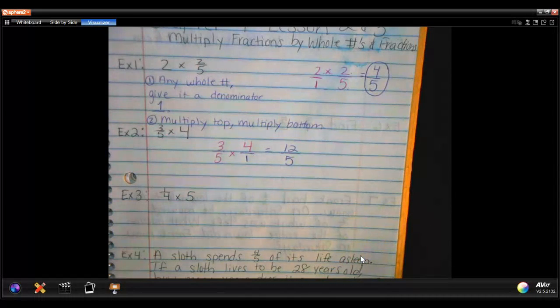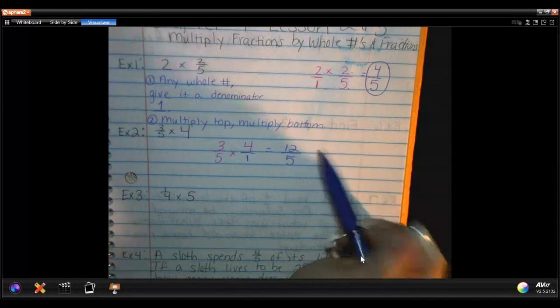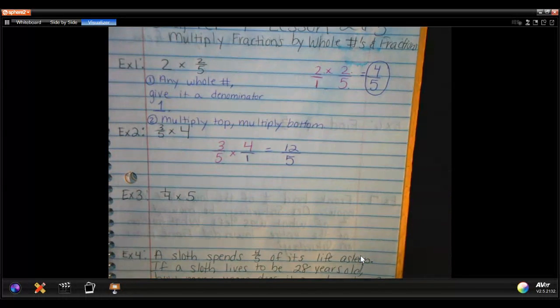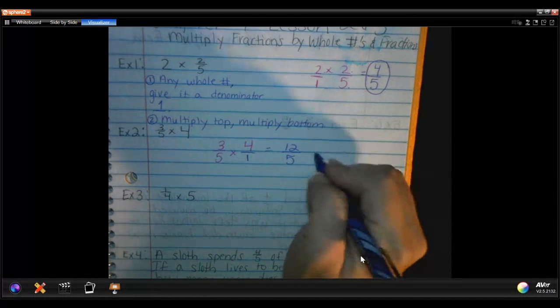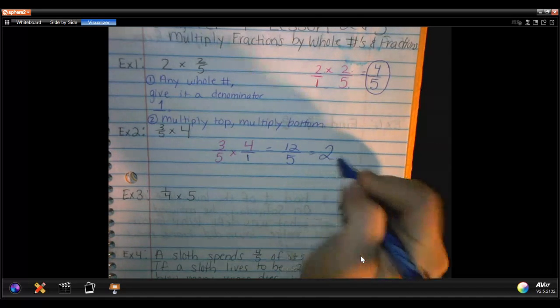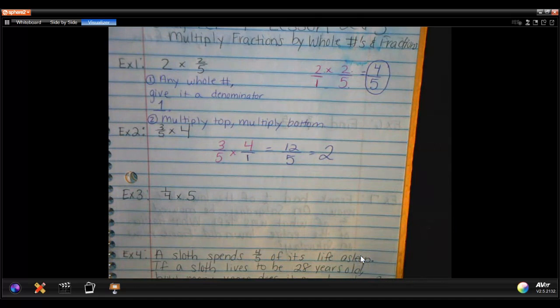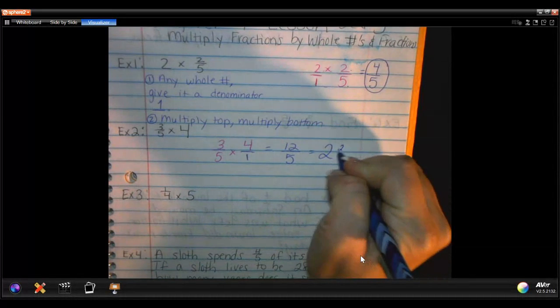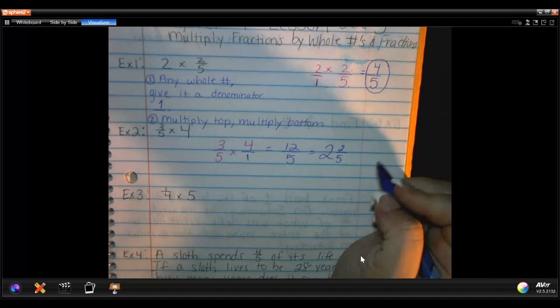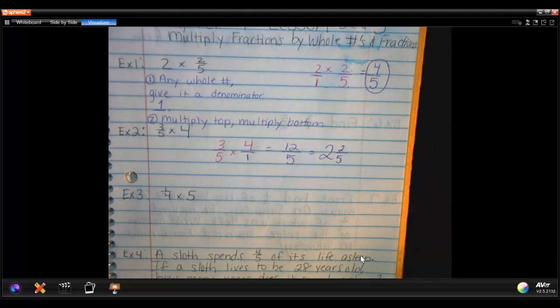Now, I want to go ahead here and simplify. I'm going to turn this into a mixed number. I'm going to ask myself, how many times can 5 go into 12? Well, I know 5 can go into 12 2 times. 5 times 2 is 10. I have 2 left over. And then my denominator stays the same at 5, which is 2 and 2 fifths.